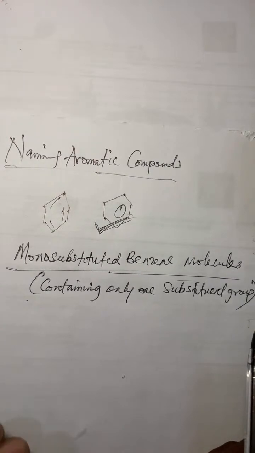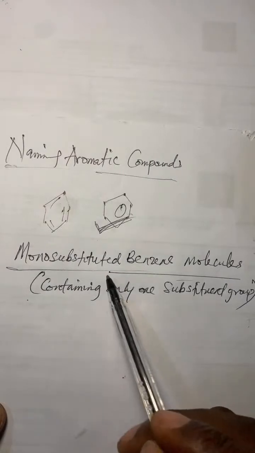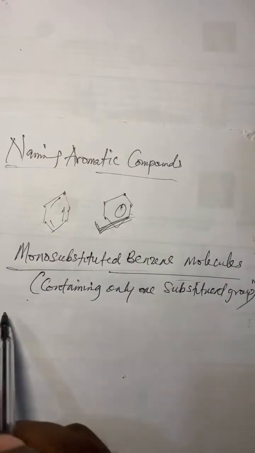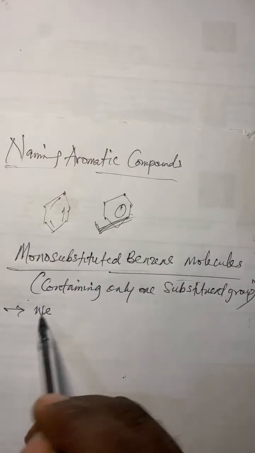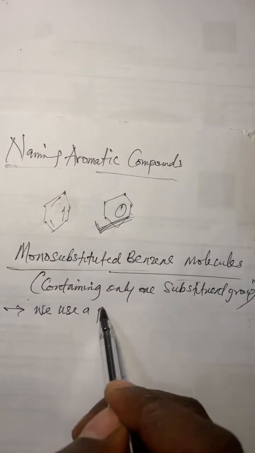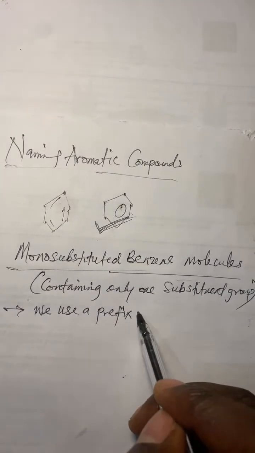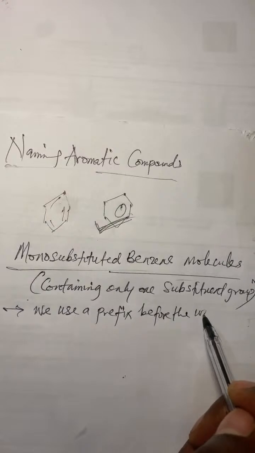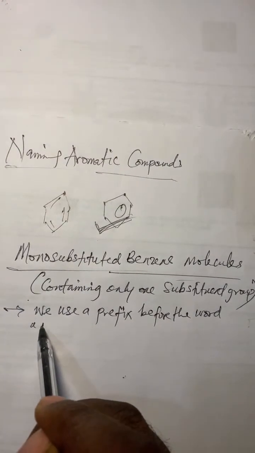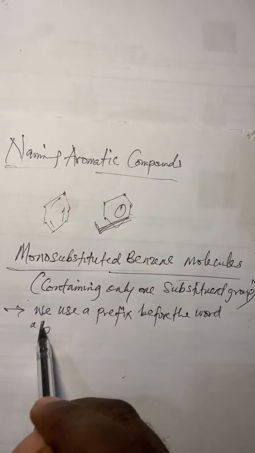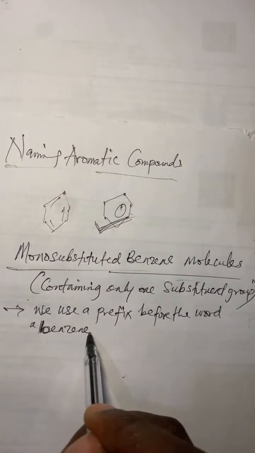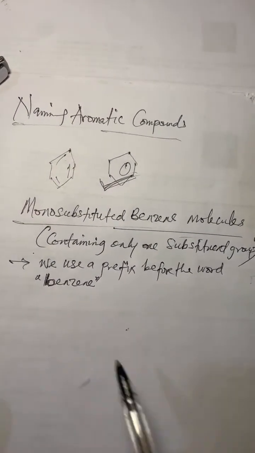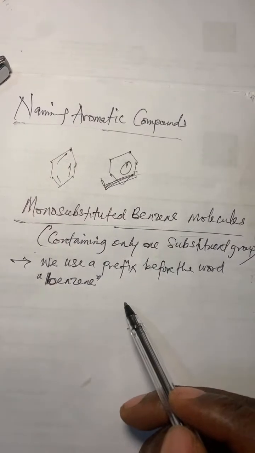Okay, so let's move forward. Now, when we talk about naming monosubstituted compounds, we use a prefix. Please take note of this. I will write it down so that you have it in your book. We use a prefix. Do you know what a prefix is? It comes before the word benzene. We use a prefix before the word benzene.